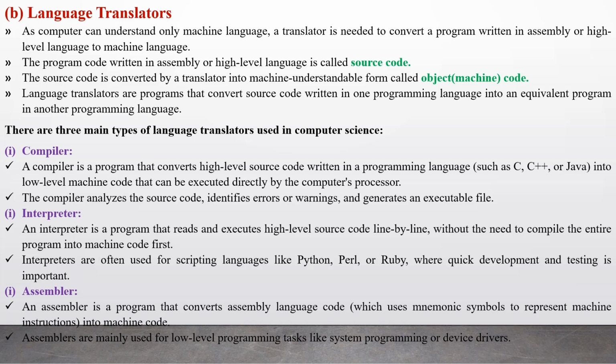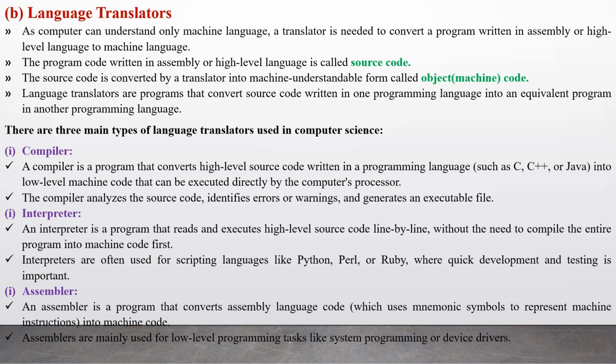Interpreter. An interpreter is a program that reads and executes high-level source code line by line, without the need to compile the entire program into machine code first. Interpreters are often used for scripting languages like Python, Perl, or Ruby, where quick development and testing is important.